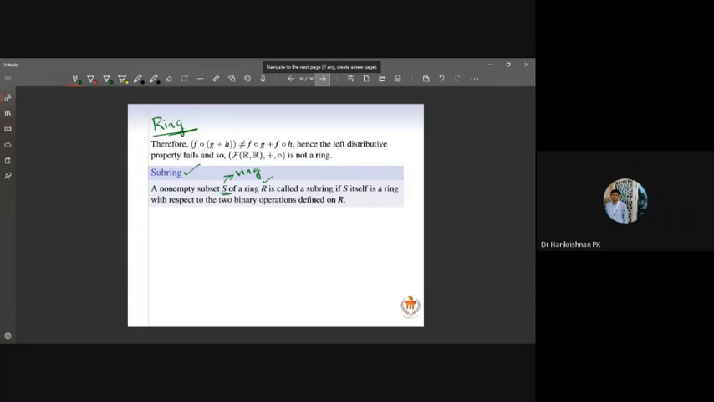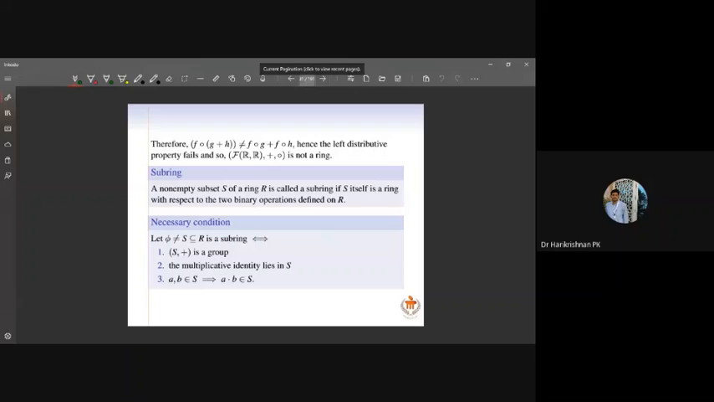Once we see the substructures, we are interested in seeing some examples. Before going to the examples, there is a necessary and sufficient condition to verify a non-empty subset to be a subring. Otherwise we would have to verify all the conditions of a ring. Based on this condition, the full list reduces to a very small number of conditions. S is a non-empty subset of R, and S is a subring if and only if (S, +) is a group, the multiplicative identity belongs to S, and for any two elements a and b in S, ab belongs to S. With these three conditions we can say that S is a subring of R. That means if S is a subring, then these conditions are satisfied, and if these conditions are satisfied, then S is a subring.